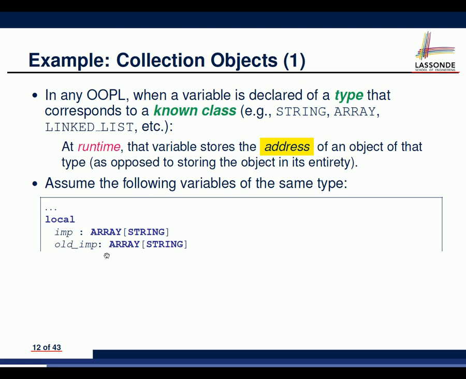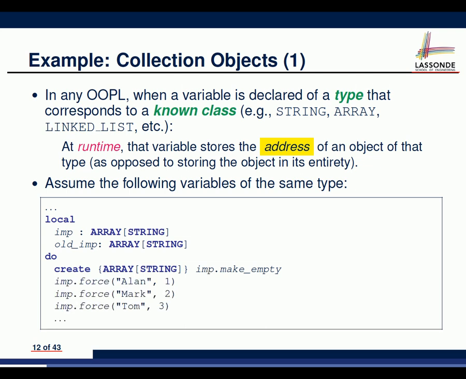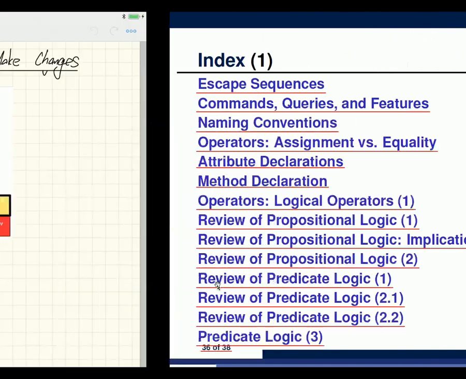These two local variables are of the same type. I just say imp and oimp for a particular reason. As we start our lecture on Thursday, we're going to see how this kind of copy can be maintained by the runtime system automatically. But today we'll just do it manually. So we've got imp and oimp, just arrays of strings. Initially we make the imp array empty, and then we force 3 string values into it, Alan, Mark, and Tom, at indices 1, 2, and 3. Are you convinced that after this manipulation, the array looks like this?